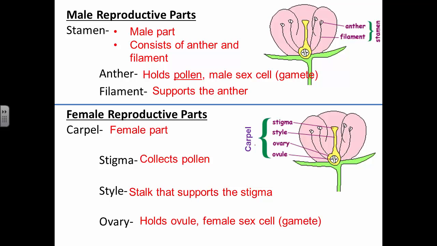So those are the female parts, and in that ovary are the ovules, the tiny little egg cells. And so obviously, for sexual reproduction in plants, you need both parts. You need the female parts to gather the pollen so that fertilization can take place.